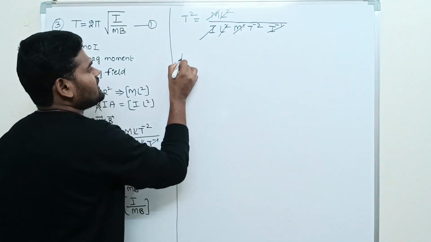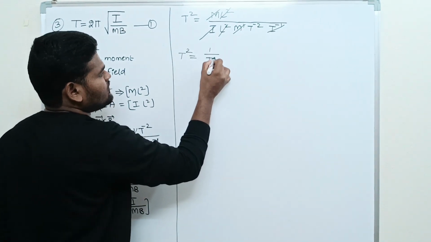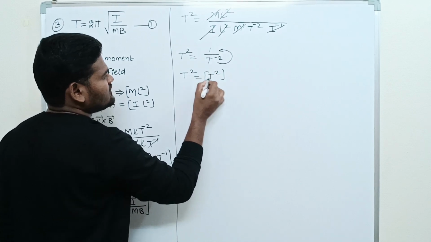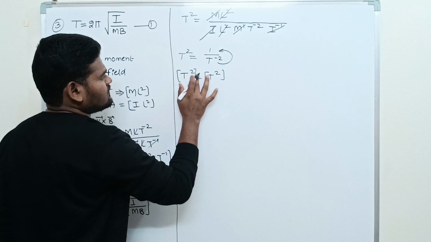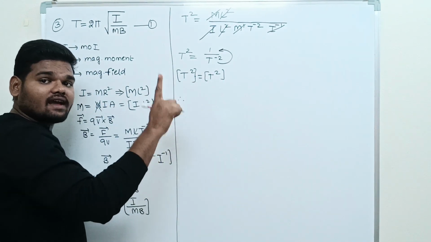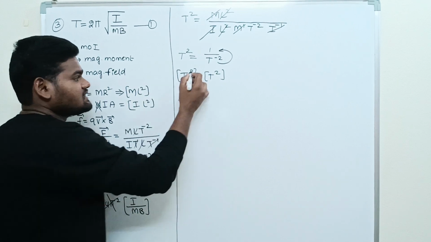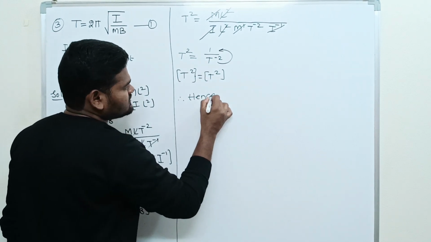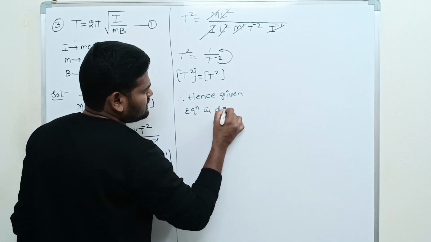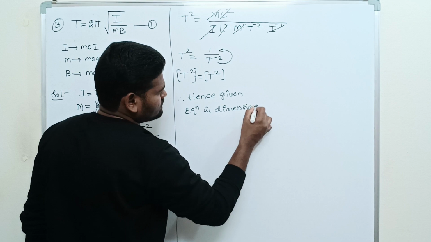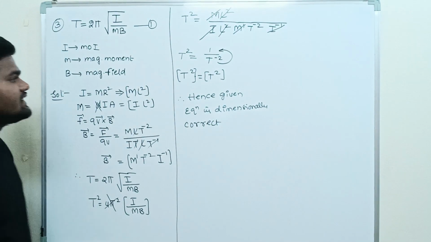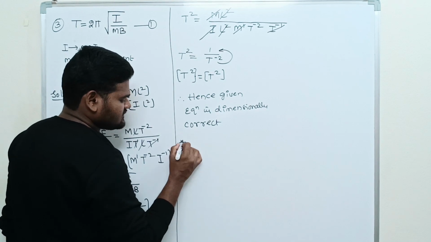So what is the remaining term? T square equals 1 by T power minus 2. If T power minus 2 comes to the numerator, it becomes T power 2. Therefore, on both sides we got the same physical quantity and its power is also the same, 2. Dimension is also 2. Therefore, the given equation is dimensionally correct.